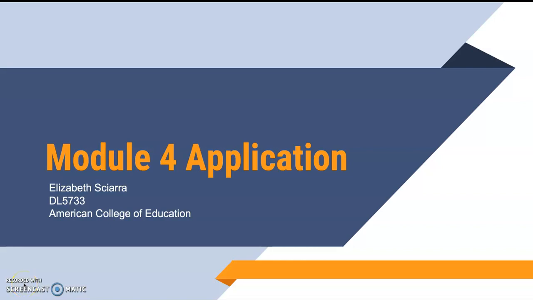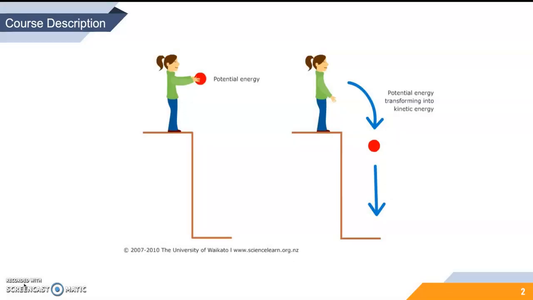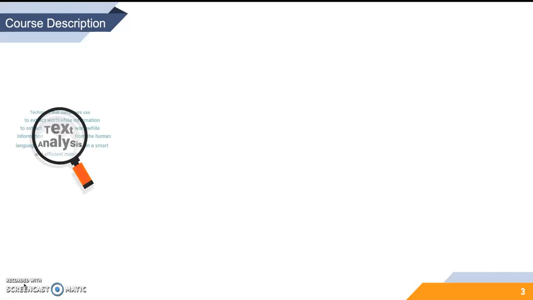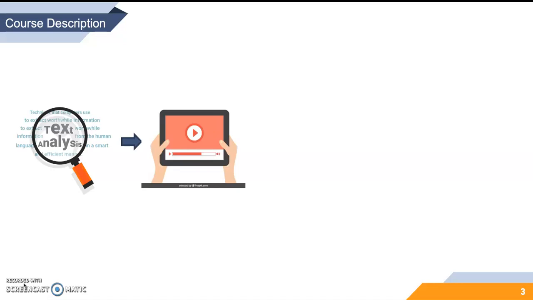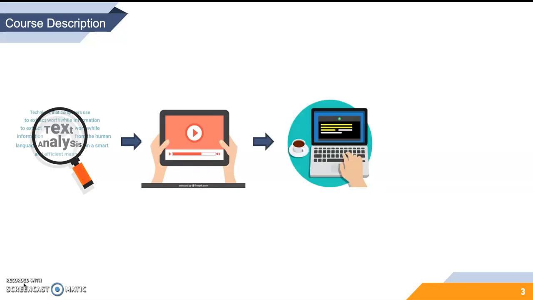Module 4, Application. This course will address content regarding potential and kinetic energy. Students will be identifying and learning about these two forms of energy by analyzing articles, watching videos and simulations, participating in discussion posts, and identifying real-life phenomena. Checks of understanding will be assessed using different methods of formative assessment throughout the course.